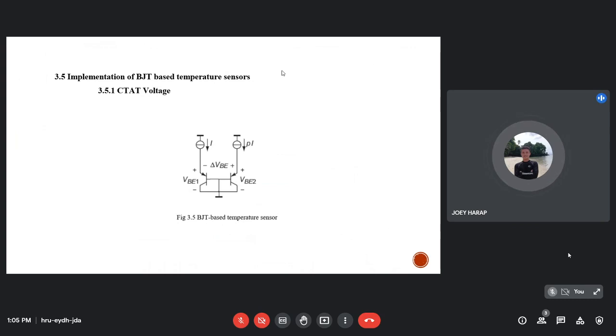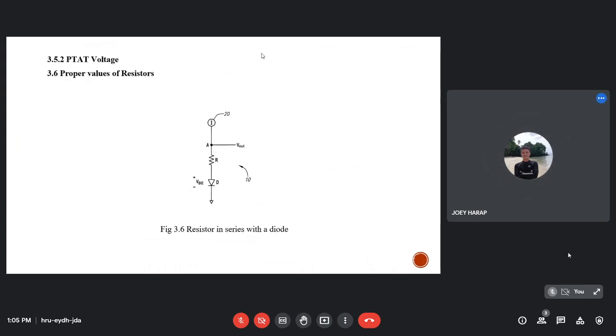To eliminate the process error, the bases of two transistors are connected together. Another consideration that we should take into account is the PTAT voltage, because the difference between the two VBE is given by the change of VBE equal to VBE2 minus VBE1. As a result, the process-dependent IS is cancelled out. Ideally, the change of VBE is proportional to absolute temperature, or PTAT.